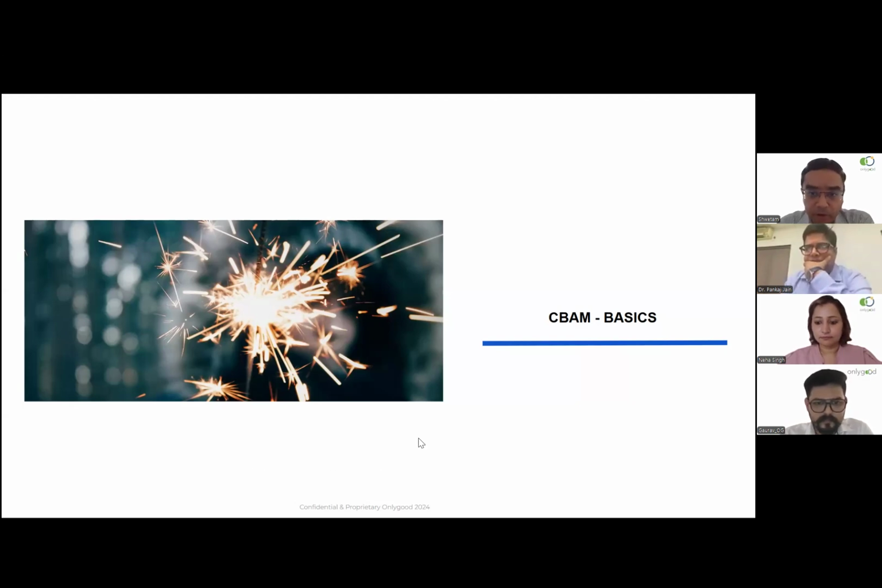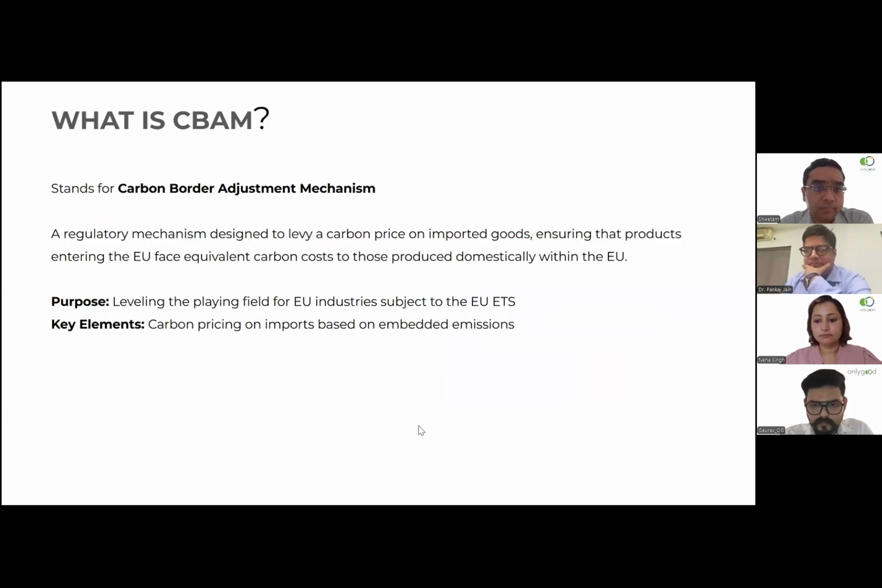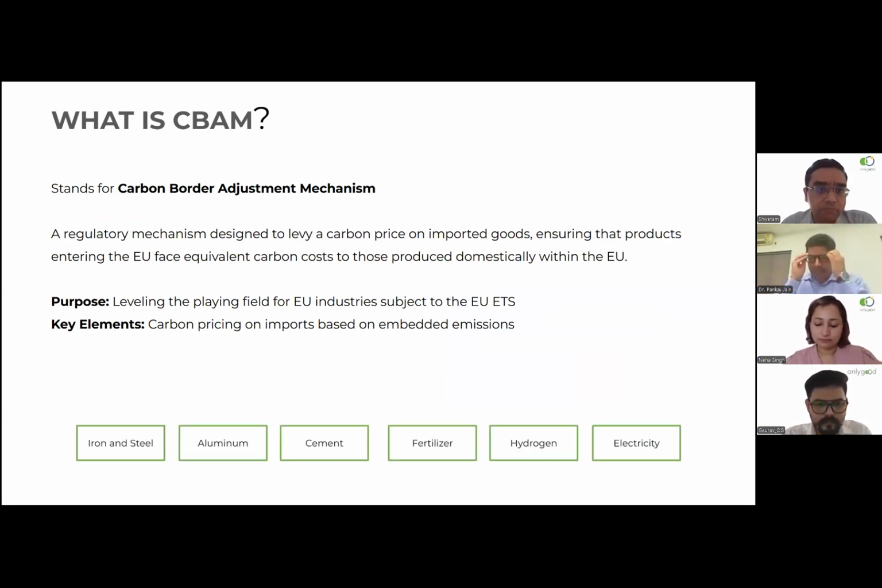I would spend some time on laying some foundation on CBAM, why it is important, and what the regulations are. I will keep it detailed, still at a level whereby it is relevant and not overly detailed. We all know what CBAM is, so I'll not spend time on this. Essentially, when the European Union was looking at imposing carbon tax within their own ecosystem, they wanted to ensure that whatever imports are coming into the European Union are also accordingly taxed so that the domestic firms are not at a disadvantage.